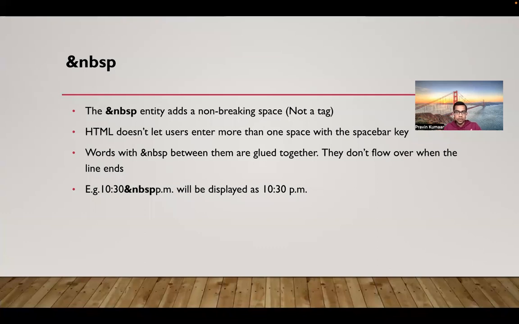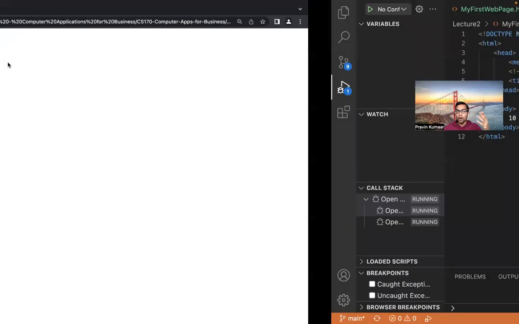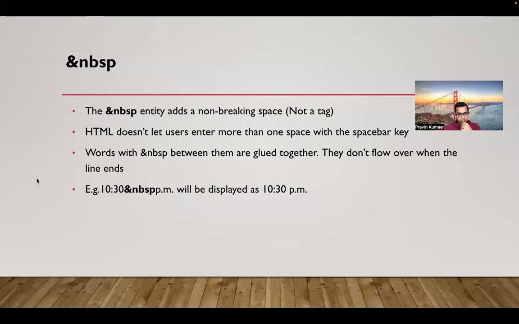So NBSP would basically make 10:30 p.m. the equivalent of one word, and it would move 10:30 p.m. entirely to a new line here, or it would just make it fit here. It wouldn't, as on a web page, roll over saying 10 here and 30 p.m. here or so on. And that is ideally what we want in cases where we're using something like 10:30 p.m.